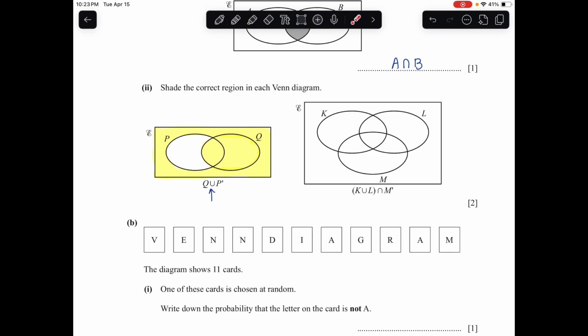Next, we have K union L intersecting with not M. So K union L is all of this. But now this is intersecting with not M. Not M is outside the circle of M. So we're going to shade the part which represents the union of K and L but does not include M. So we're going to shade only this part over here.